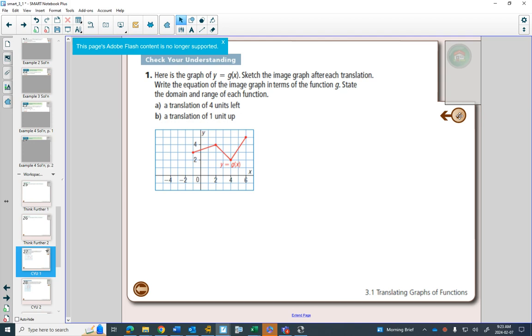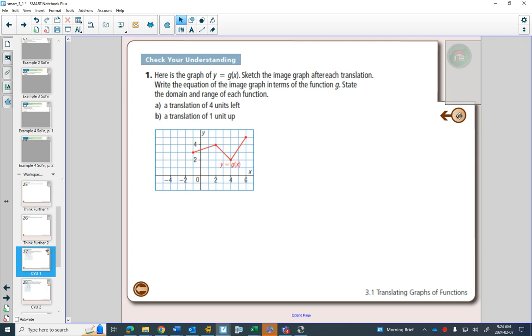Okay? So when we read the question, here's the graph of g of x. And like I said earlier, we have those 4 graphs that we did to begin with. That's one type. Another type of question is they just give you a random graph. And on this random graph, they say sketch the image. So the image is the result after the graph has been moved, after each translation. Write the equation of the image graph in terms of the function g, and state the domain and range of each function. This question's pretty full. They ask us to do 3 things.